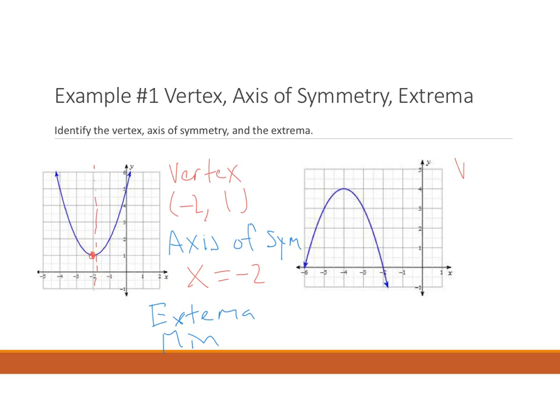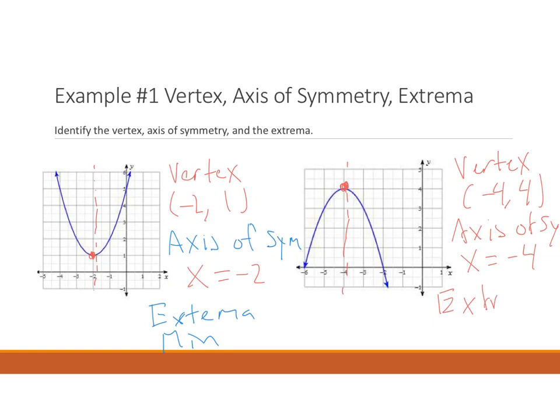Alright, let's check your answers. Vertex. Right up there, the high point. The ordered pair would be (-4, 4). Axis of symmetry. It's going to be x equals, well, if I drew a line down here, I'd cut it in half, so you know it goes through the vertex. X equals -4. And the last, extrema, since it's a high point, we call this a maximum.